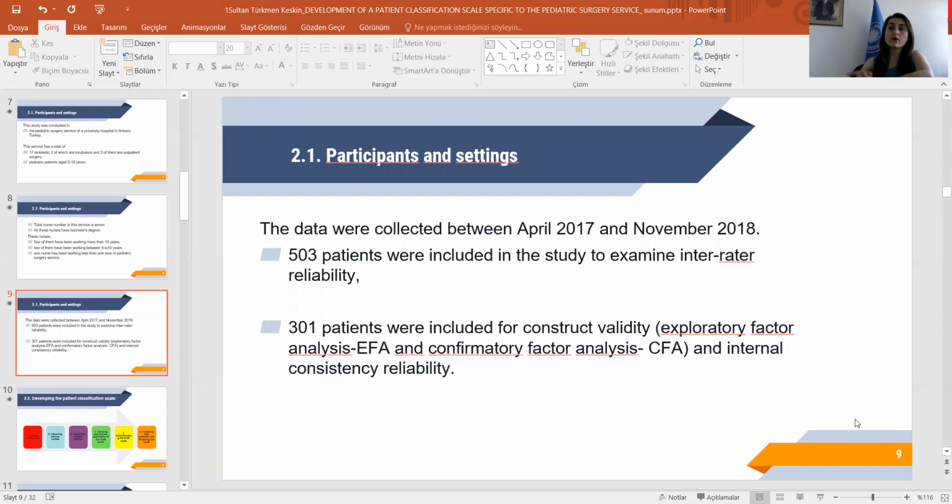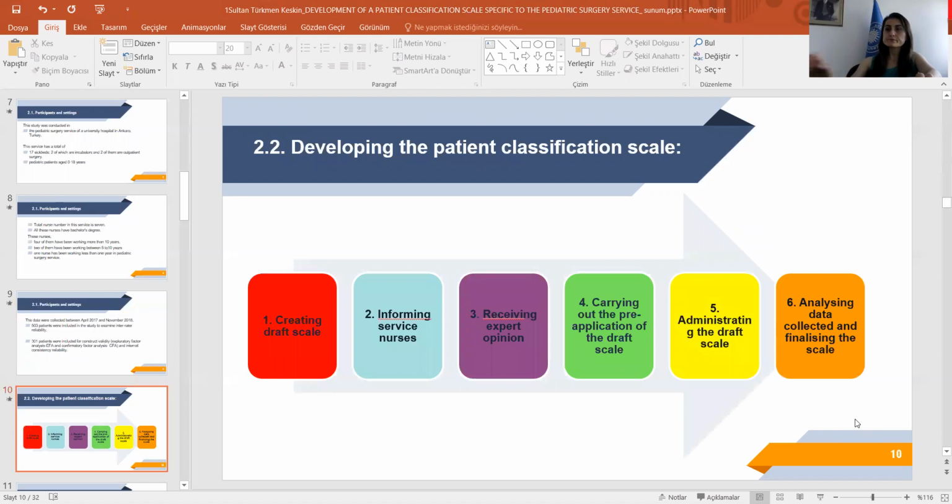The data were collected between April 2017 and November 2018. 503 patients were included in the study to examine inter-rater reliability. 301 patients were included for construct validity, exploratory factor analysis and confirmatory factor analysis, and internal consistency reliability. The instrument was developed in 6 stages as follows.